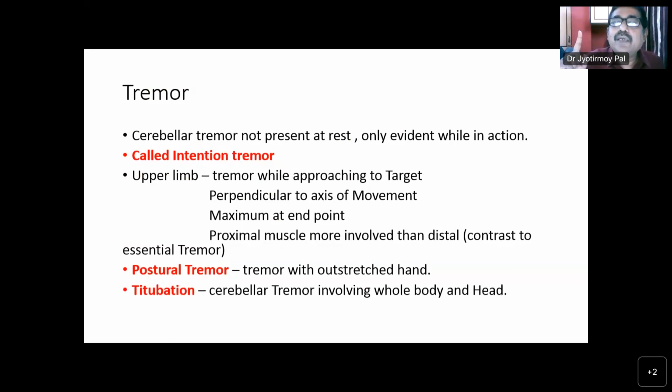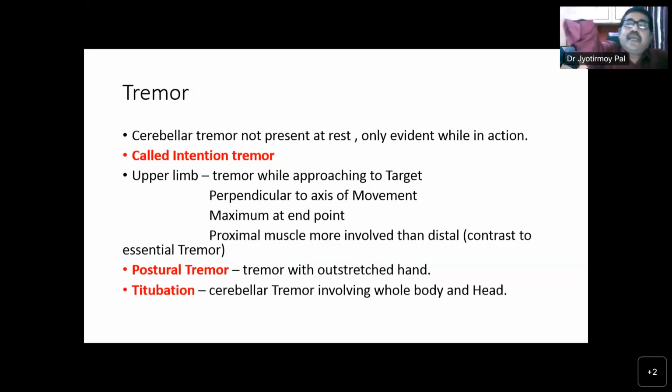I told you, touch your nose. Perpendicular to the axis, there is a tremor. And the tremor will be more when I am almost approaching the target. From here, the tremor will be less. It will go on increasing in a perpendicular plane. Coming to the nose, it goes on increasing. So this is called the cerebellar tremor. Proximal muscle is more involved than distal, but in essential tremor, it is the distal muscle which is more involved.